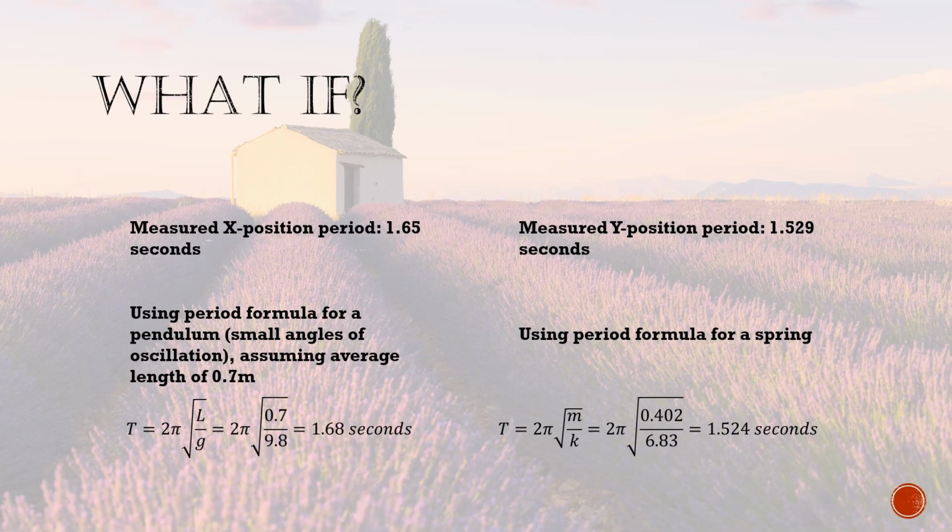When compared to the period for a simple pendulum, we can assume the spring has an average length of 0.7 meters. From this, we see that the theoretical period is 1.68 seconds, which closely matches the measured value. For the mass spring system, we can also use another formula to calculate a period of 1.524 seconds. The fact that these values match very closely suggests that there is minimal coupling between the horizontal swinging and vertical bouncing. Here, the horizontal motion behaves like a simple pendulum, whilst the vertical motion behaves as a simple mass spring oscillator.